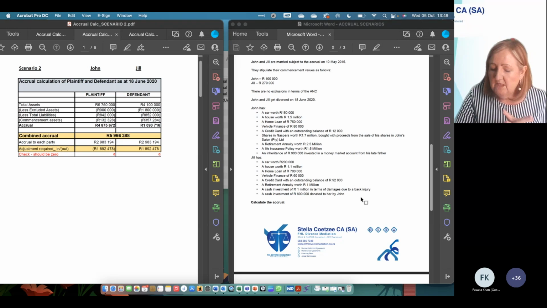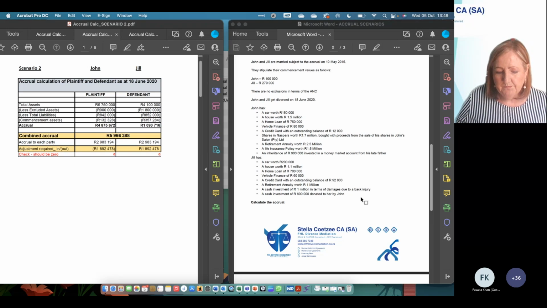Very practical suggestion, Stella. Thank you. And then just another thing, I don't know if you've mentioned it, Mervyn, if in the ANC there's no commencement value indicated, then we assume it's zero. Then there's nothing to calculate.